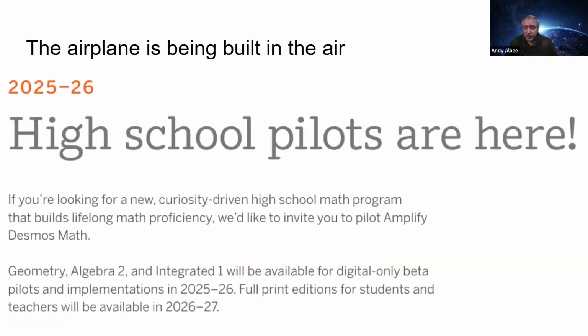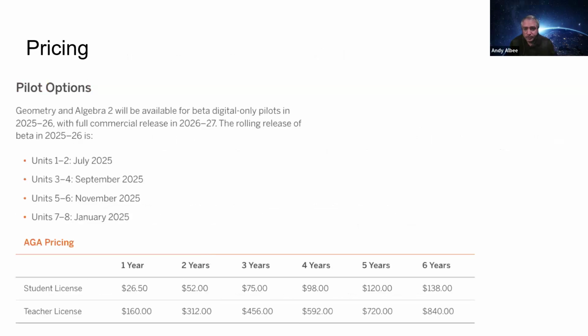This airplane's being built in the air. It's going. They have the pilots out. If you're looking for this high school program, you can buy into it. They are going to have geometry, algebra 2, integrated 1, algebra. All of that is going to be built into their system, and you can run their curriculum for the year. And notice that they are using beta pilots for this year, the 25-26 year. And then they're going to come out with print editions as well as online editions through Amplify coming up next year. So here's our prices.